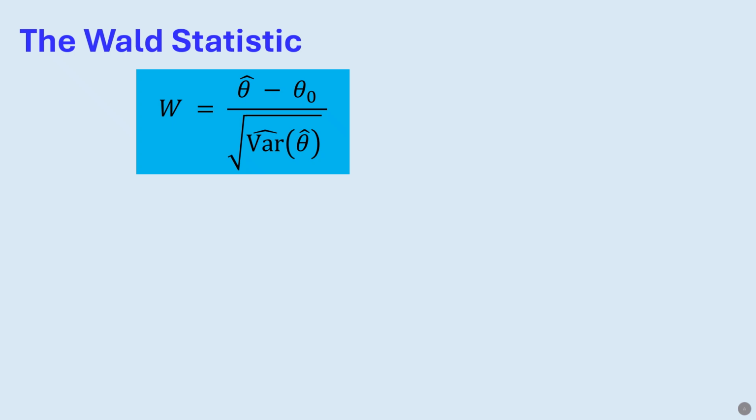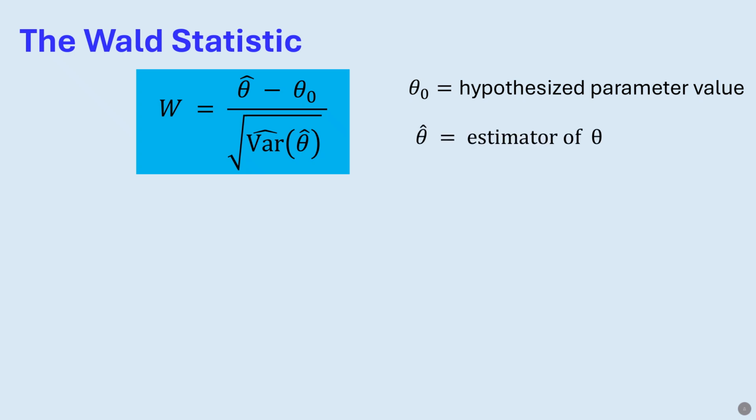Now let's construct the Wald statistic. Suppose we want to test a hypothesis about an unknown parameter, theta. Here, theta naught is the value specified by the null hypothesis, and theta hat is our estimate of the unknown parameter. The Wald statistic compares these two values. It measures how far the estimate is from the hypothesized value relative to its estimated variability. The denominator is the estimated standard deviation of the estimator. We estimate the variance of theta hat and then take its square root to obtain the standard error.